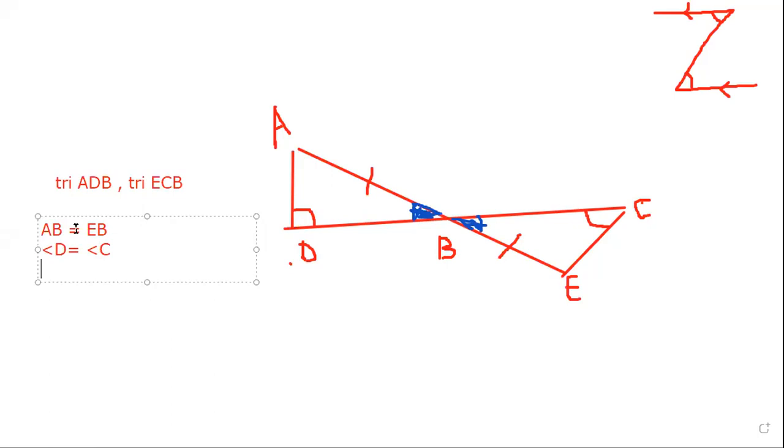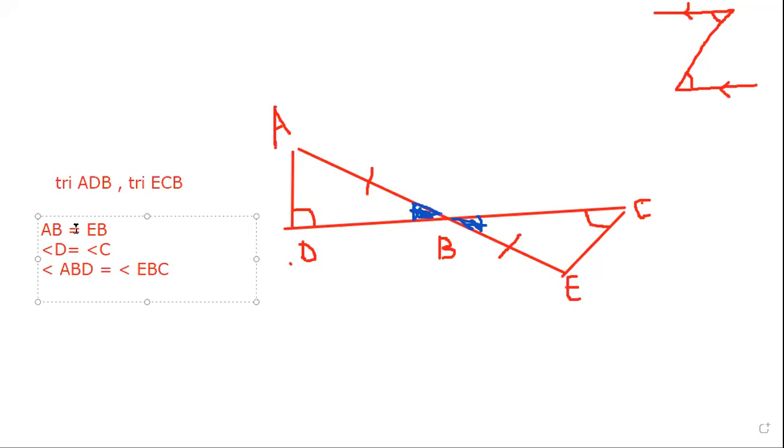No, the angle should be written with three letters because B is common. So it will be angle ADB, ABD with angle CEB, or CBE. Wait. You see, A corresponds to E, right? Then we will say angle EBC. Right?